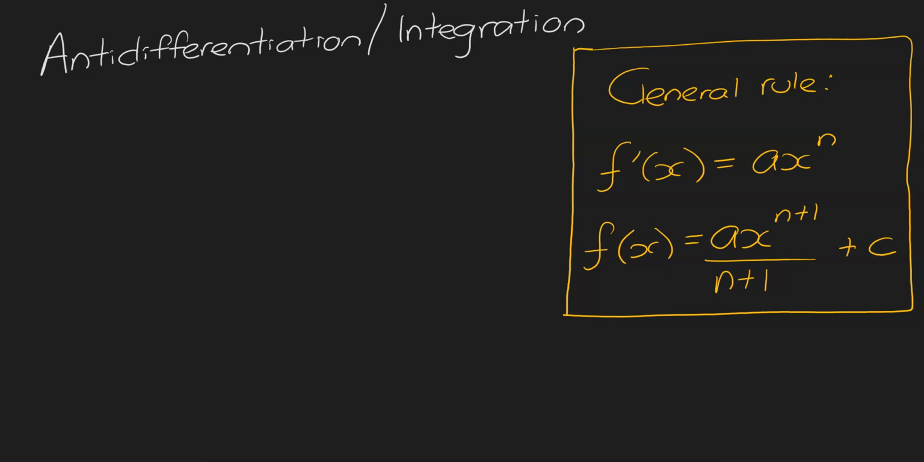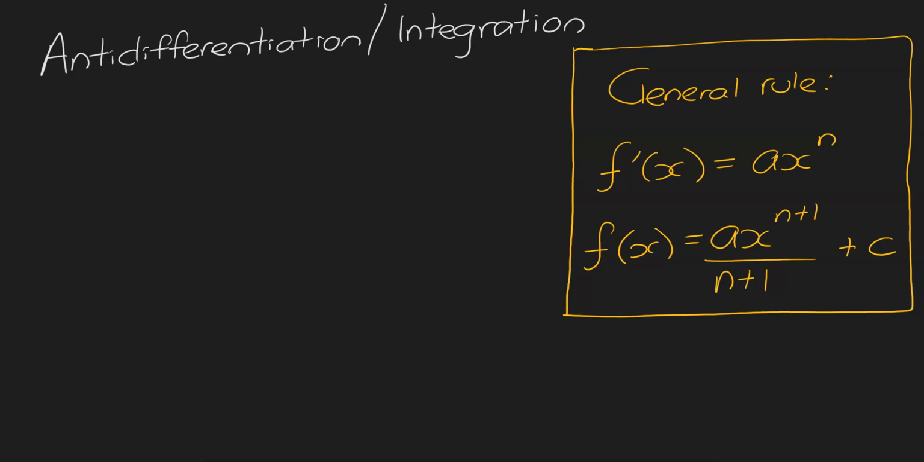Okay, so the idea with anti-differentiation or integration is just the opposite of differentiating. We're going from the gradient function to the original function, or to the actual curve, and you just go through the opposite steps of differentiation. And that's the key idea, really.